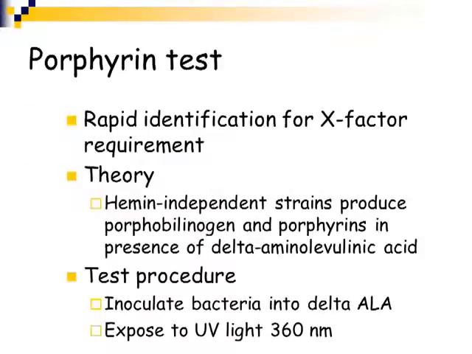Another test that used to be done in the clinical laboratory that's no longer done is the porphyrin test. This test identifies the X factor requirement. What you would do is take a hemin-independent strain, which produces porphobilinogen and porphyrins in the presence of delta ALA, or delta aminolevulinic acid. So you would take your bacteria and inoculate it into a delta ALA media. You'd incubate it first, usually for about 4 hours, and then expose it to UV light.